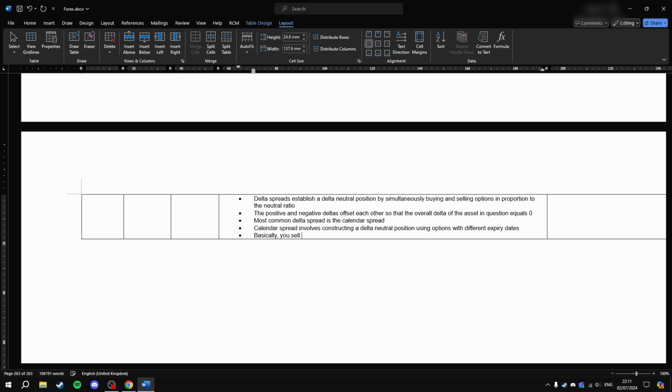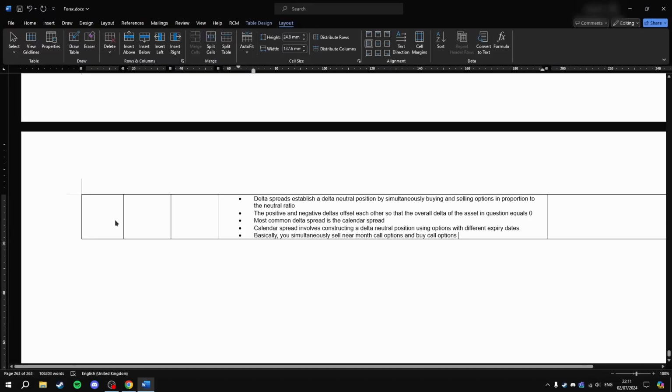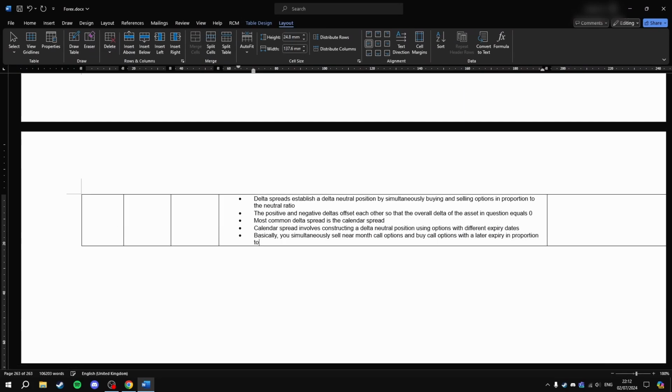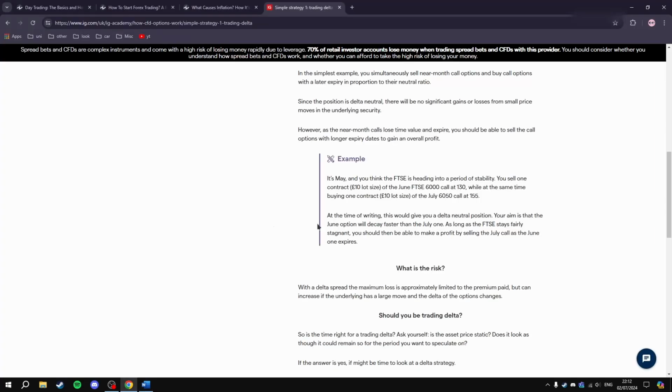Basically, you simultaneously sell near month call options and buy call options with a later expiry in proportion to their neutral ratio. Wait, so let me read through this example first.